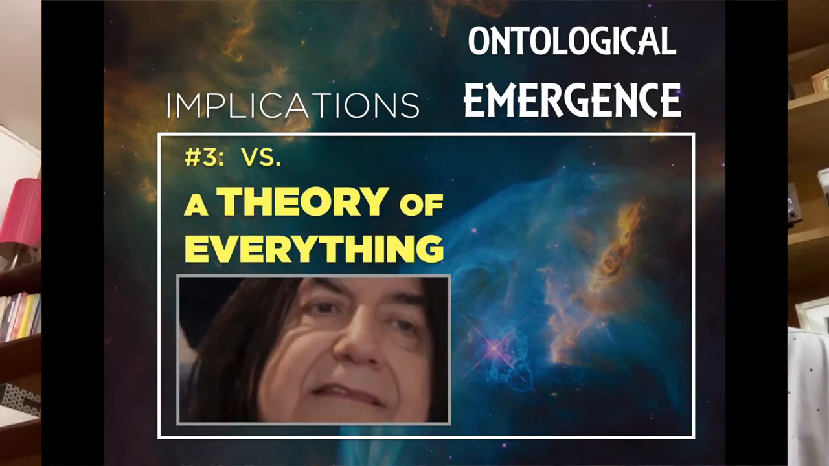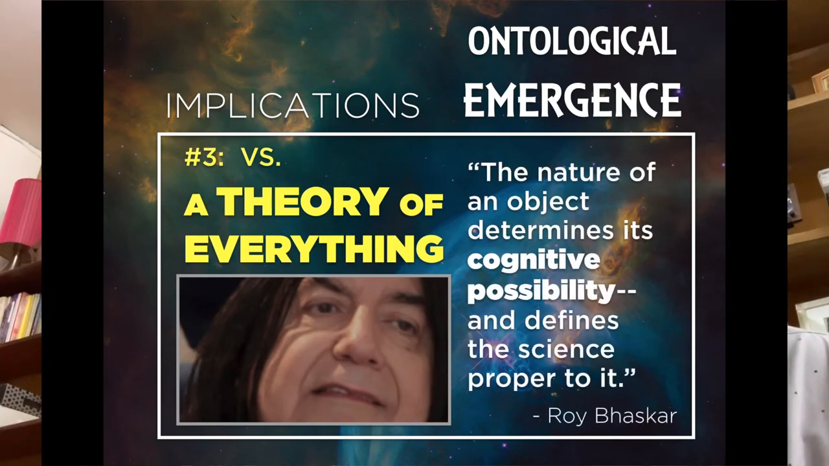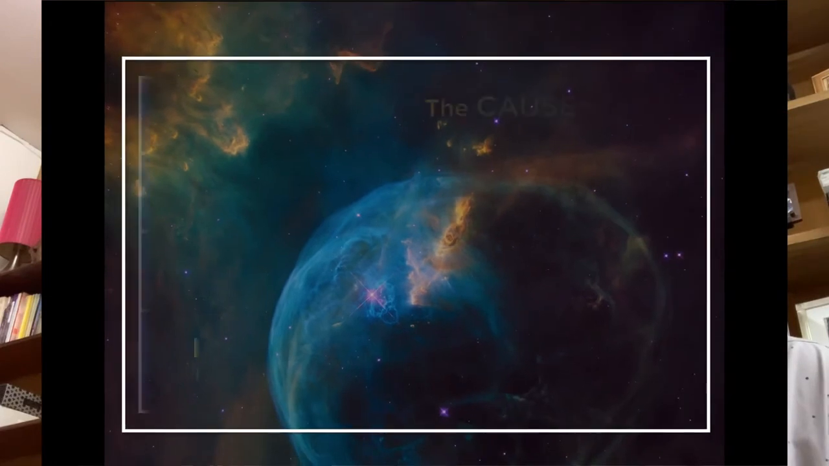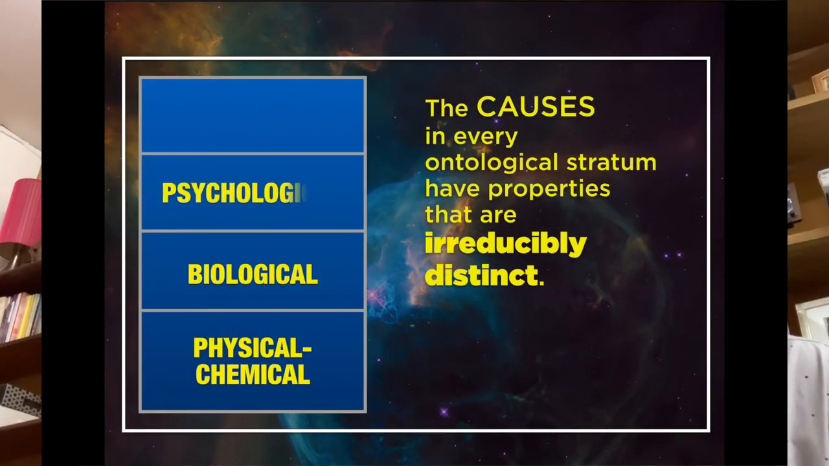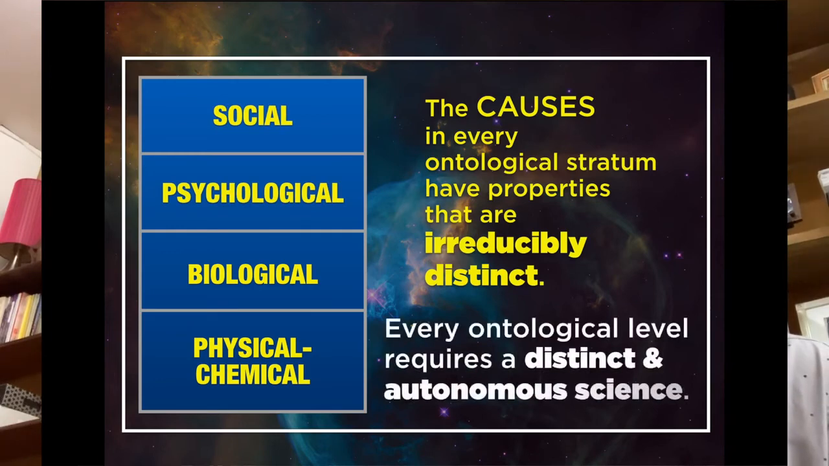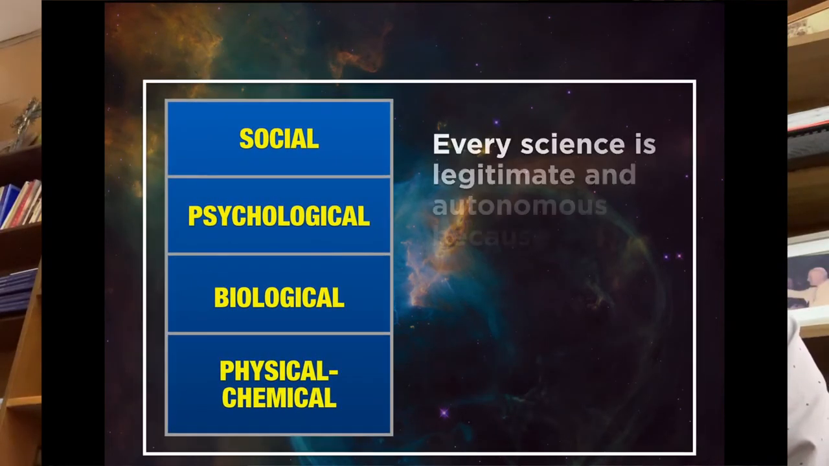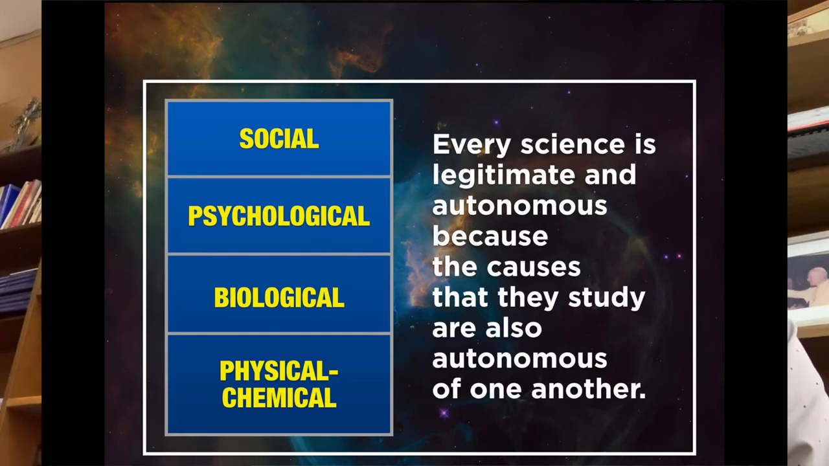Bhaskar offers the following principle to guide us when we're trying to understand or explain a phenomenon. According to him, the nature of an object determines its cognitive possibility and defines the science proper to it. Recall that the causes in every ontological stratum have properties that are irreducibly distinct. So every ontological level requires a distinct and autonomous science. And the reason is that ontological emergence holds that every science is legitimate and autonomous because the causes that they study are also autonomous of one another.